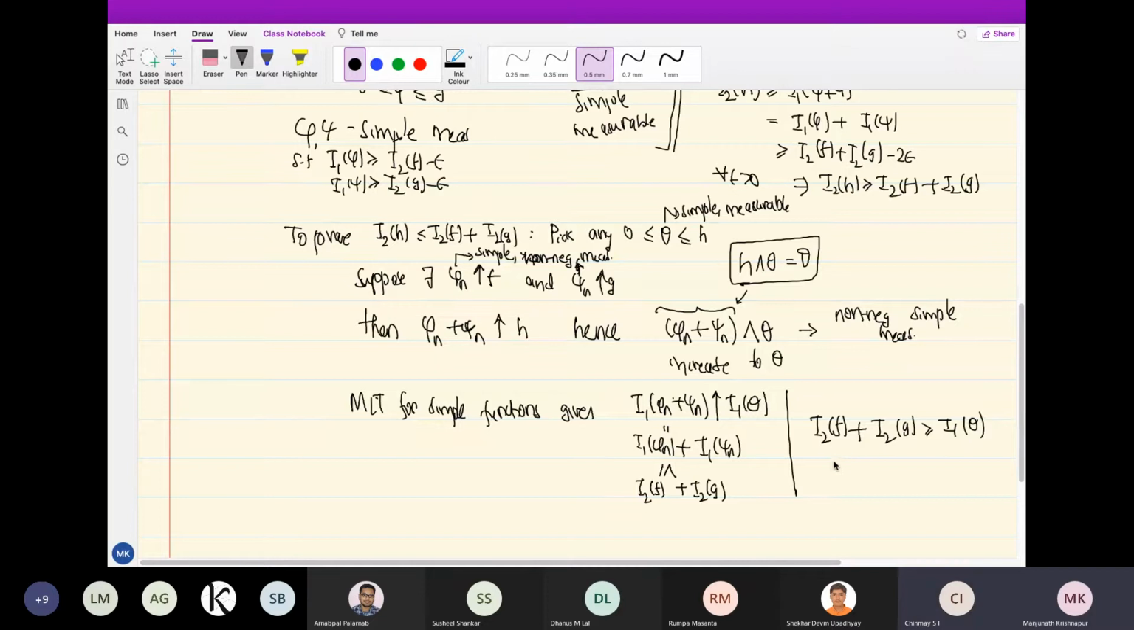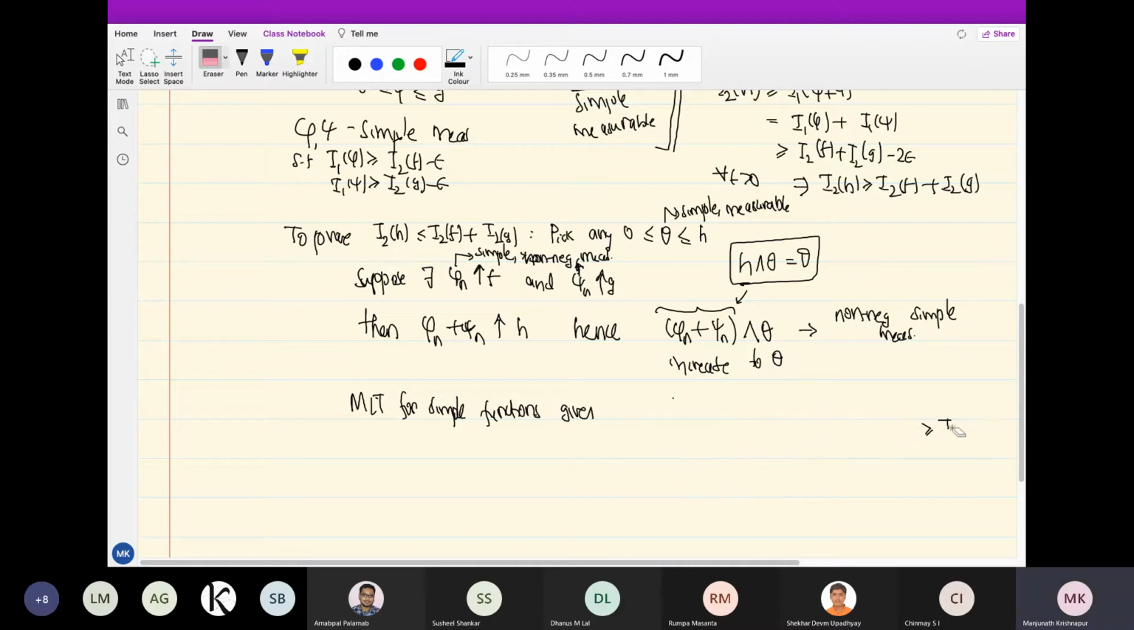I1 of phi n plus psi n does not increase to I1 of theta. I1 of phi n plus psi n min theta increases to I1 of theta. Sorry. Yes. Okay. I made a mistake. So let me just erase and write again. Thanks. Yeah, that was a mistake, but the inequality goes in the right direction. So what we have is, this function is what increases to theta.